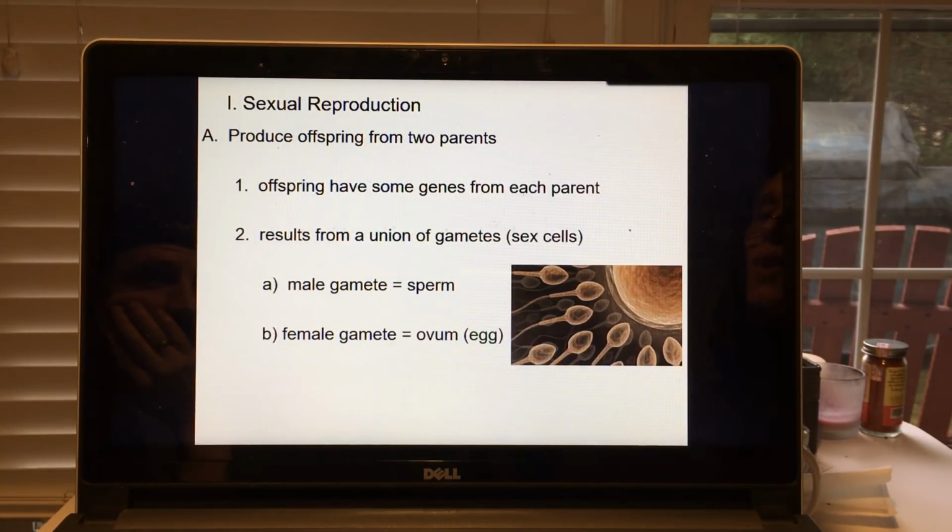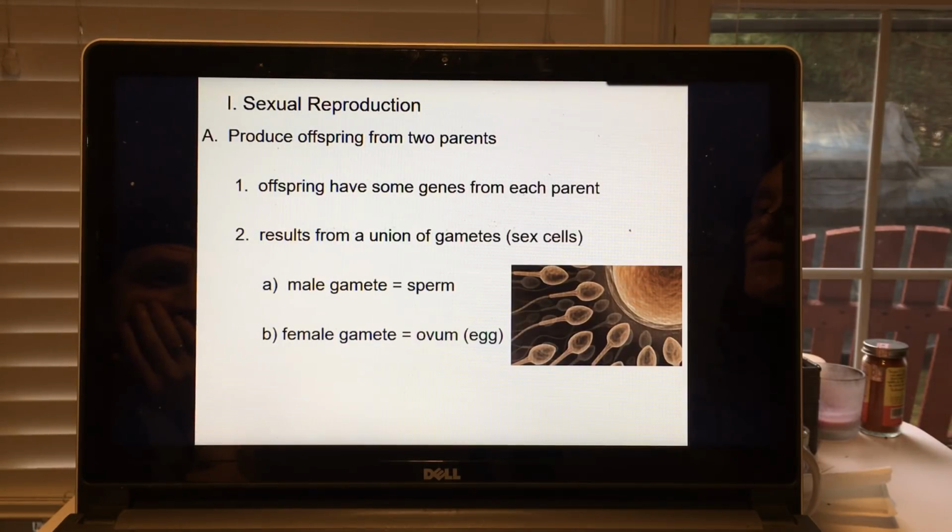Reproduction always requires the union of sex cells, which another scientific name for sex cells would be gametes. You're probably more familiar with the terms sperm and egg. Sperm are specifically the male gametes, and the female gametes are referred to as eggs, but the scientific name for egg singularly is ovum and plurally is ova.